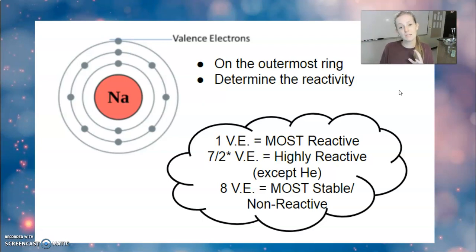Any elements that have valence electrons that were not mentioned in this list are all going to be considered mostly stable. That doesn't mean they're always stable. It just means that most of the time they're going to be stable.